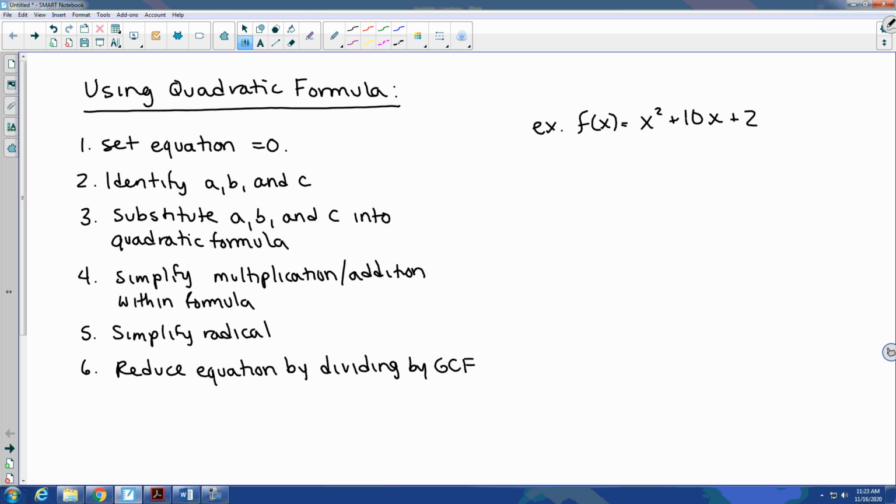So when you're faced with a quadratic equation that you need to solve, when in doubt, you can always use this method. So off to the side here, I have the steps that we need to follow in order to solve a quadratic equation using the quadratic formula. And then off to the right, I have an example that we'll do side-by-side to follow this step-by-step process.